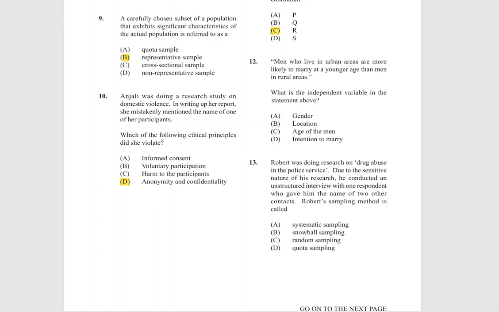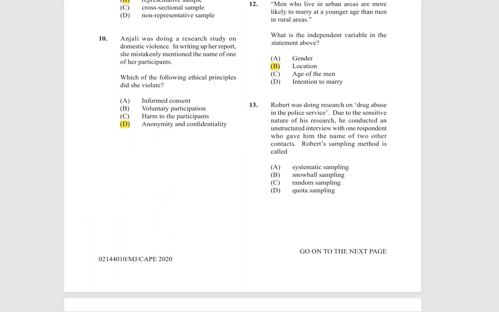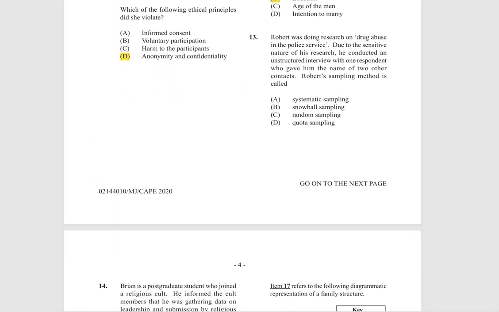Alright, so that would be the location. Robert was doing research on drug abuse in the police service. Due to the sensitive nature of his research, he conducted an unstructured interview with one respondent who gave him the names of two other contacts. Robert's sampling method is called, what is that called? It's called snowball sampling, because one person gave up the other person's, right?